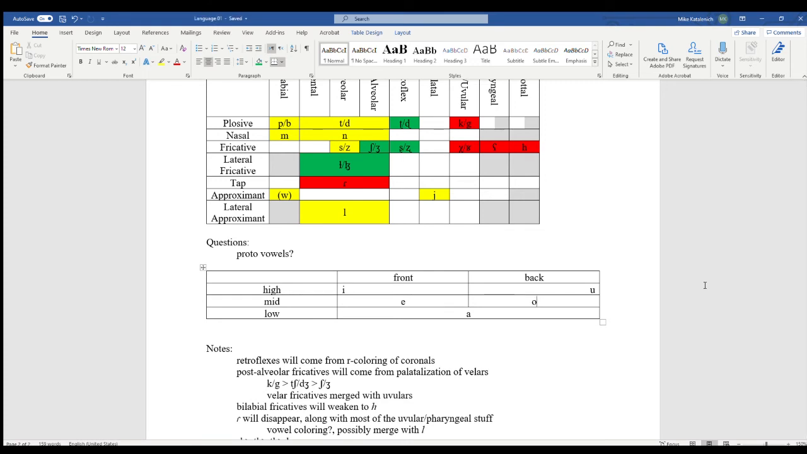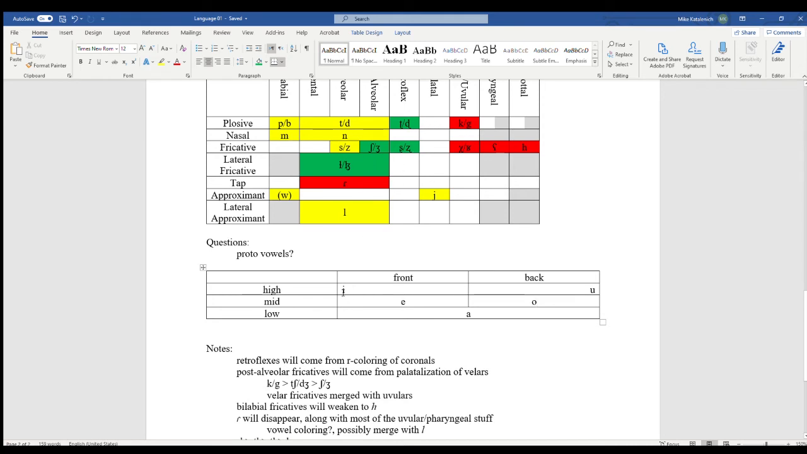I like the idea of having five vowels in our proto-language, because then our vowels can get a little bit more complicated as time goes forward. Just not sure if I want to do something with a vowel up here. If we did a vowel up here, what would end up happening, I think, is interesting stuff with the retroflex.